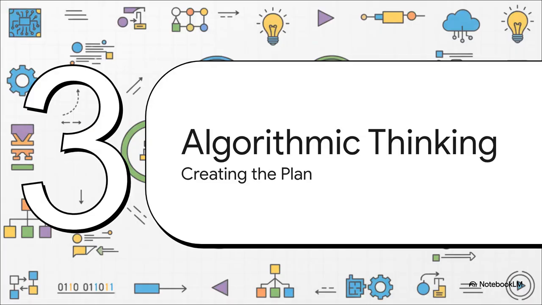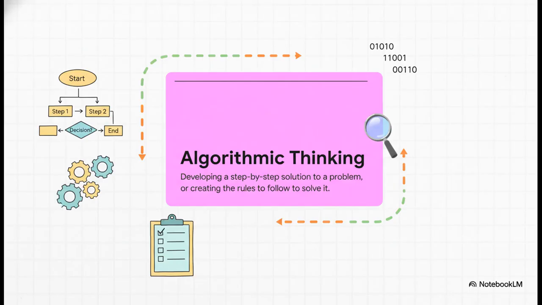Okay, so you've broken the problem down. You've filtered out all the noise. Now it's time for the final tool, algorithmic thinking. This is where you actually create the step-by-step plan to get it done. An algorithm is just a fancy word for a set of instructions. It's the plan. It's the precise set of rules that, if you follow them exactly, will solve your problem every single time. No guesswork needed.